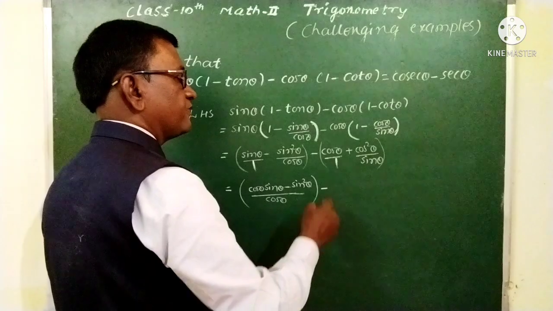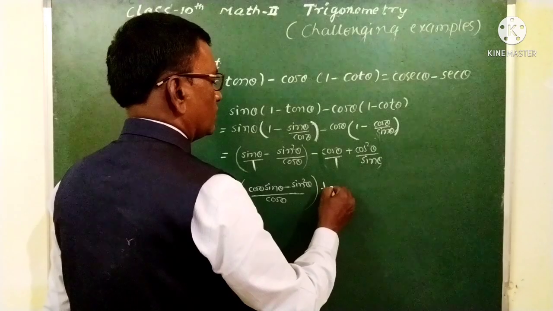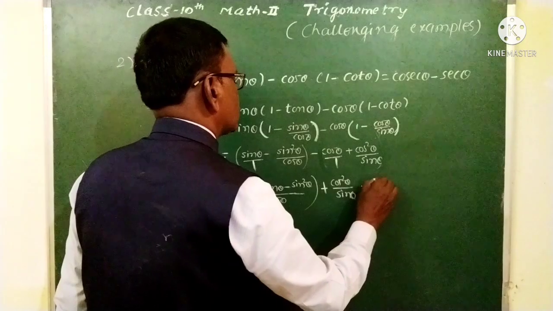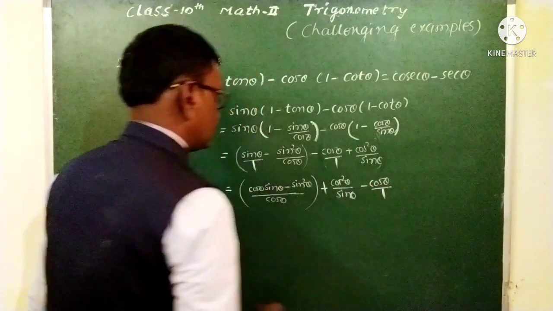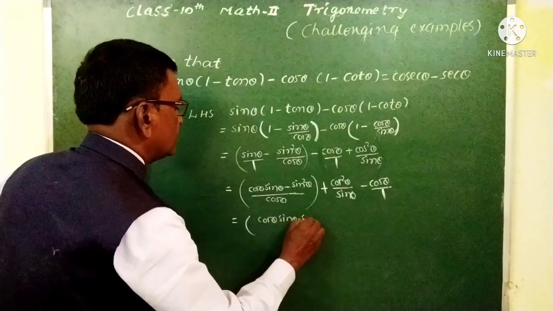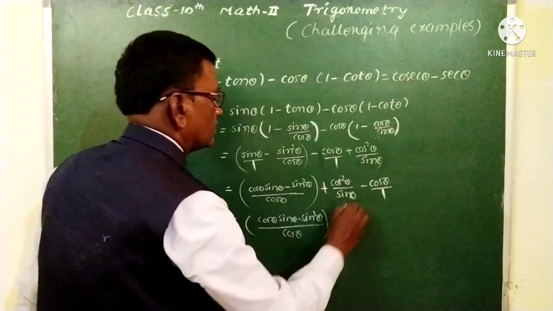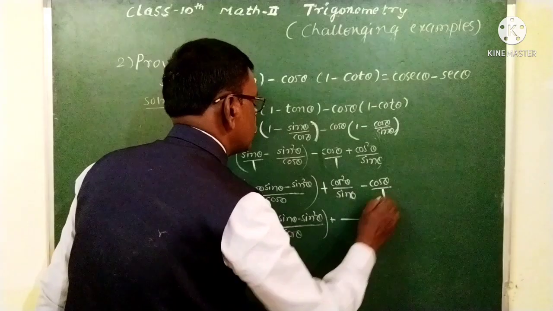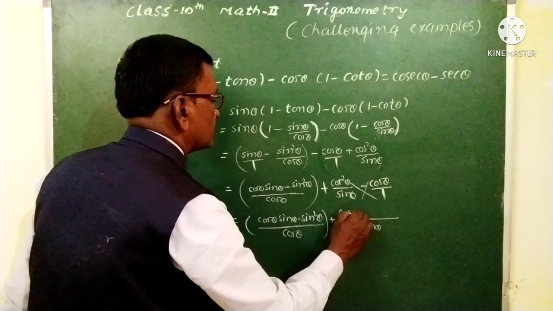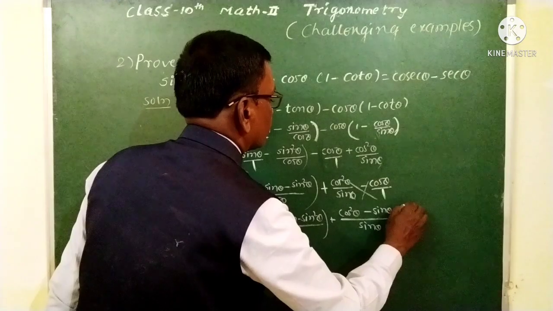Take this plus term first and then solve. Cos square theta upon sin theta minus cos theta upon 1. In the same way, cos theta sin theta minus sin square theta upon cos theta. You solve as LCM is equal to sin theta. Take cross multiplication. 1 into cos square theta is cos square theta minus sin theta into cos theta.